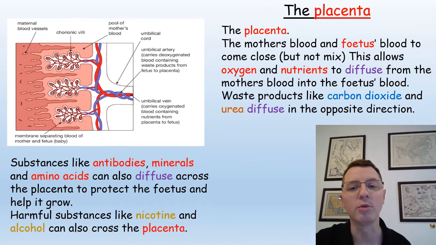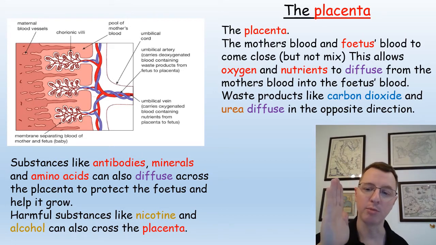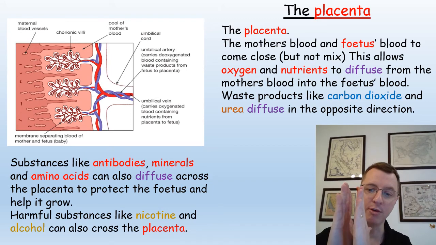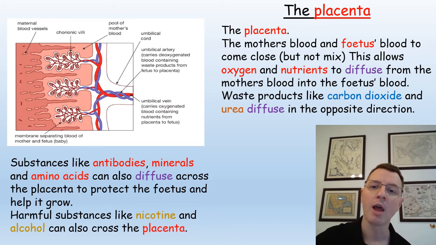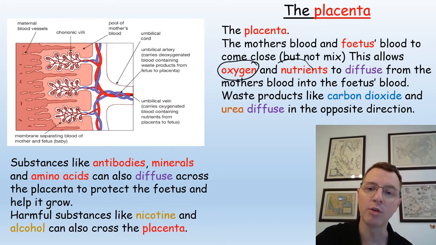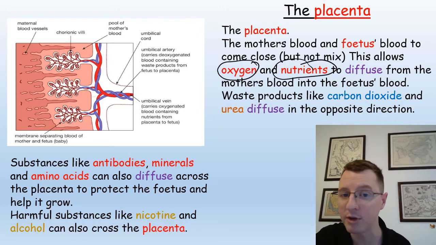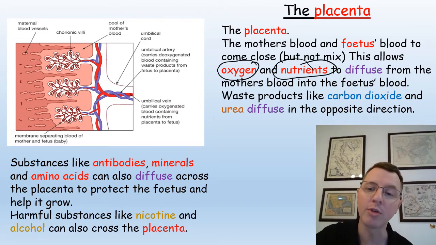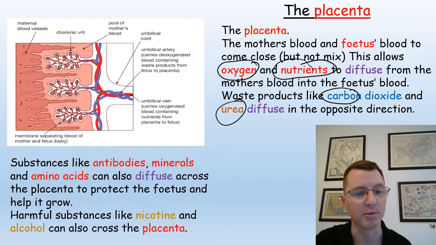So the next organ we're going to look at is the placenta. The placenta is an organ which is used in pregnancy to supply the growing fetus with nutrients and also to remove waste products. In the placenta we have the mother's blood and the fetus's blood, which come very close together, but they do not touch. It's a very short distance, and that allows the oxygen and nutrients to diffuse from the mother's blood into the fetus's blood, and also waste products like carbon dioxide and urea to diffuse in the opposite direction.